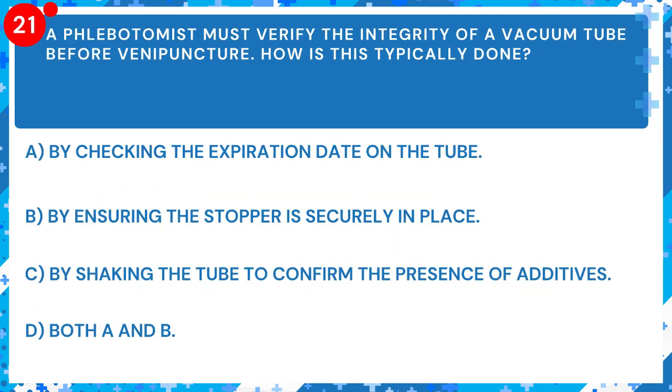Question 21. A phlebotomist must verify the integrity of a vacuum tube before venipuncture. How is this typically done? A. By checking the expiration date on the tube. B. By ensuring the stopper is securely in place. C. By shaking the tube to confirm the presence of additives. D. Both A and B.